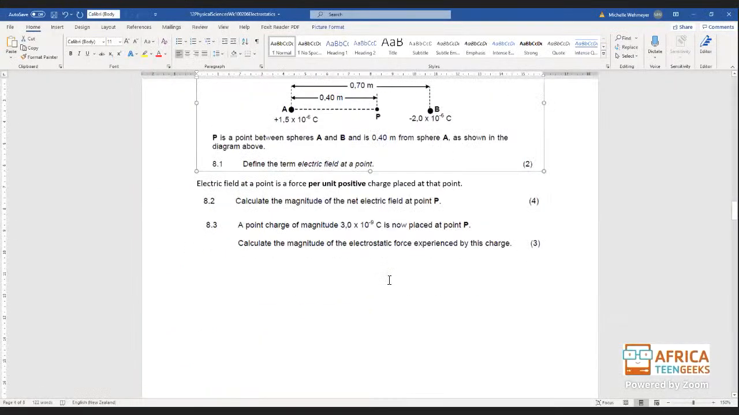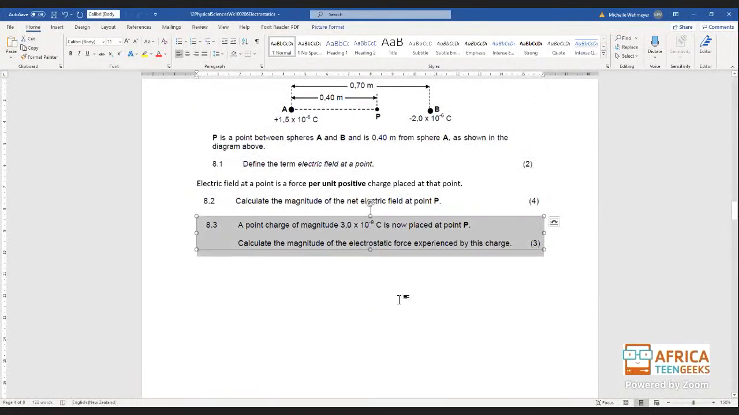Okay. So that was question 8.2. Then question 8.3, they ask us: a point charge of magnitude 3 times 10 to the negative 9 coulombs is now placed at point P. Calculate the magnitude of the electrostatic force experienced by this charge.